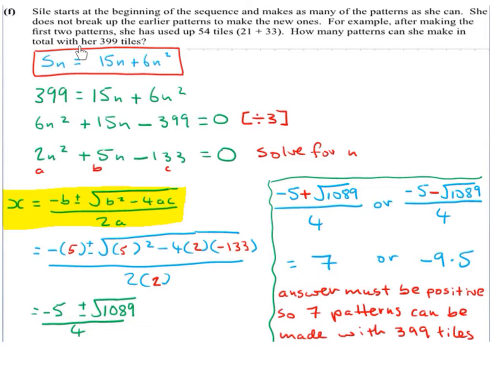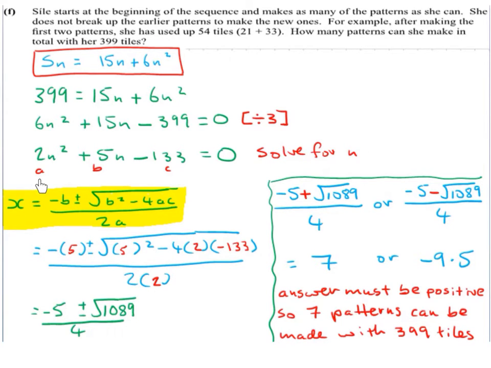So we're going to take our sum of series formula that we created in the last question, and we're going to let it equal 399 because she has 399 tiles. So swap the Sn for 399, and that's equal to 15n plus 6n squared. If we bring everything over to the same side, keeping our n squared as positive, the 399 comes over and becomes minus 399. So you get 6n squared plus 15n minus 399 is equal to 0. We can divide across by 3. So 6 divided by 3 is 2, 15 divided by 3 is 5, minus 399 divided by 3 is minus 133. And then we're going to solve for n.